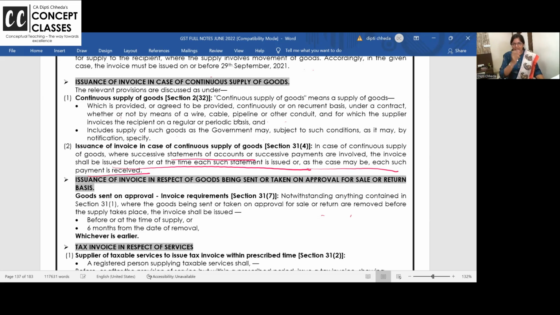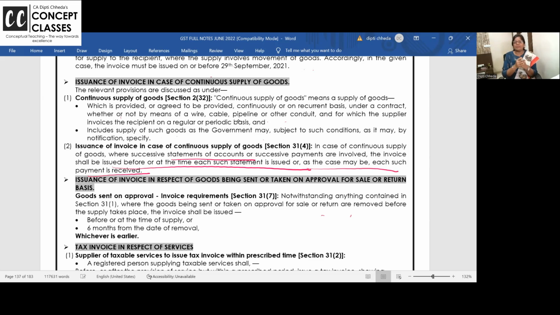Understood? Continuous supply is going out first month, second month, third month. Then the day payment is received every month or quarterly or whatever, or the day statement is issued. Every day tea coffee comes from Nilofer Cafe. Let's take an example. So Nilofer Cafe gives us bill every third of the next month. So that is the day it states how much tea came to our office.